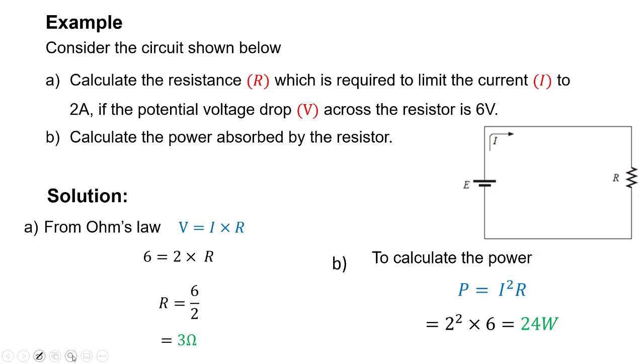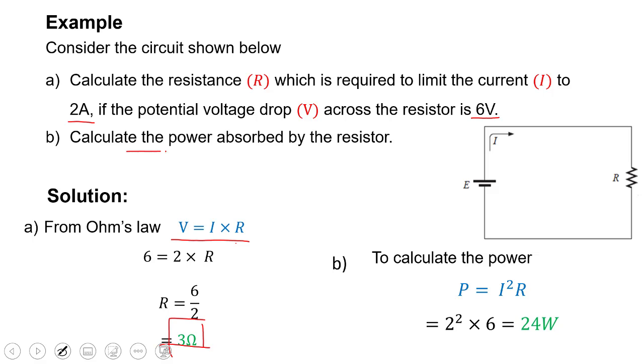Example. Calculate the resistance R, which is required to limit the current I to 2 amperes if the potential difference is 6 volts. So using Ohm's law, V is equal to I multiplied by R. We are going to get the value of R, which is equal to 3 ohms.